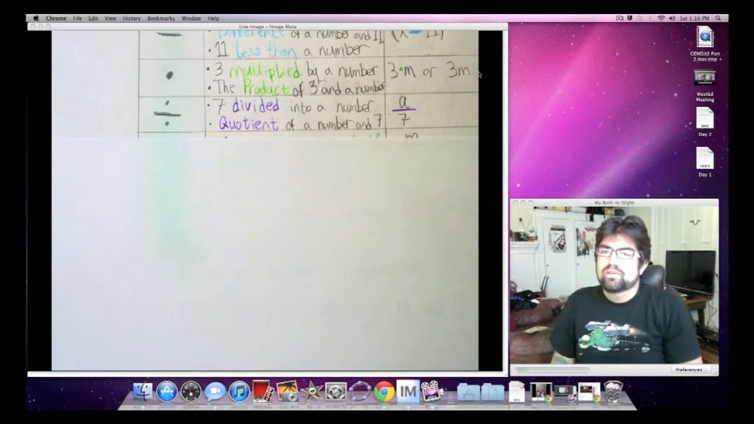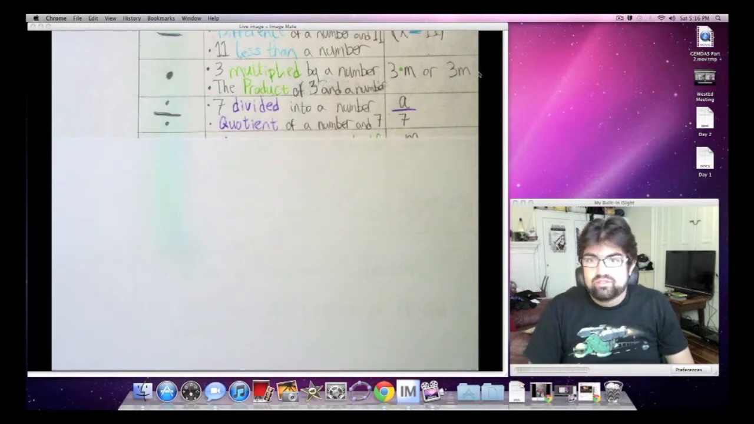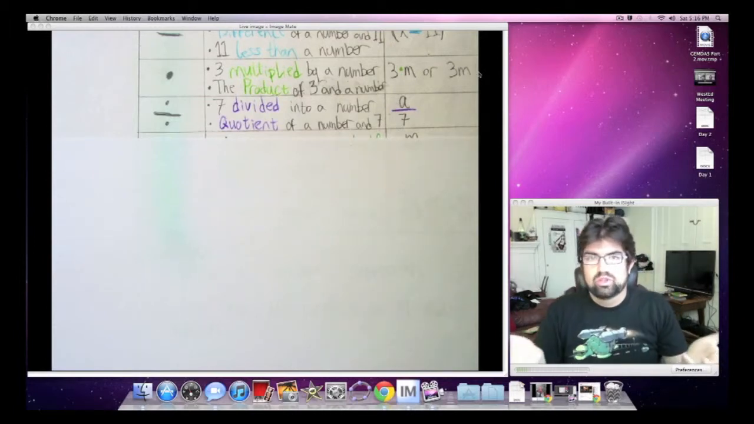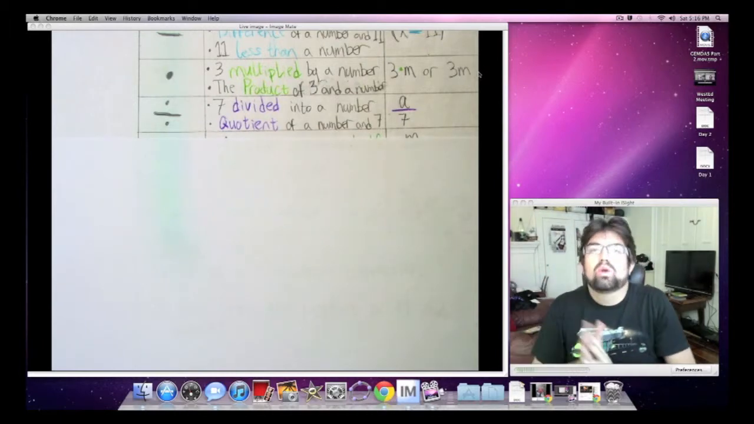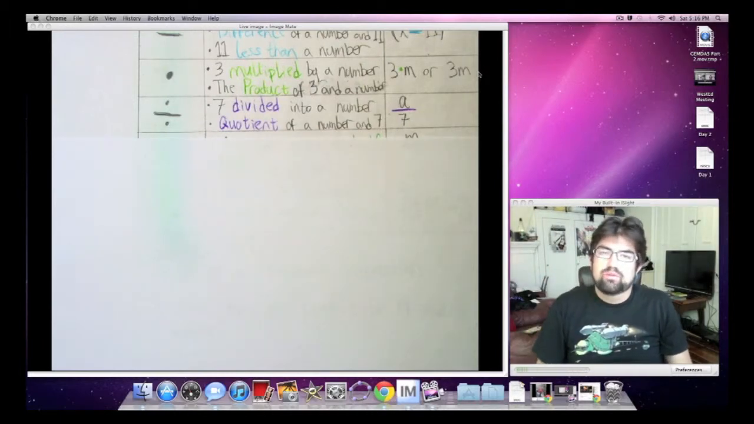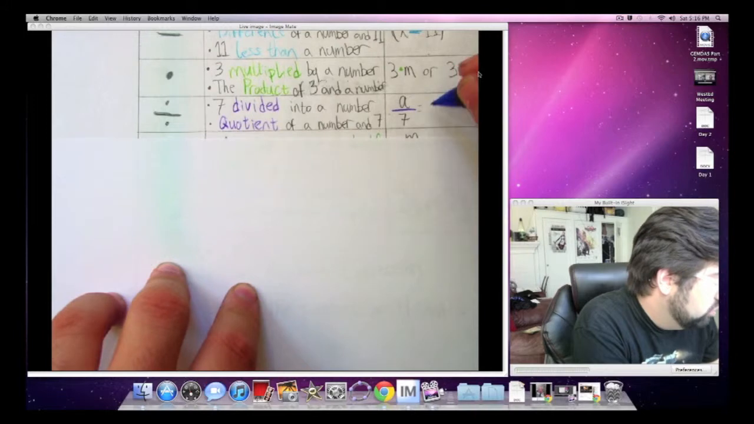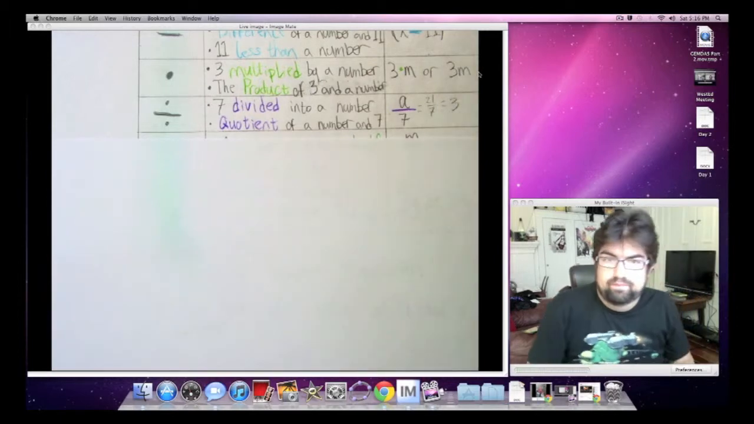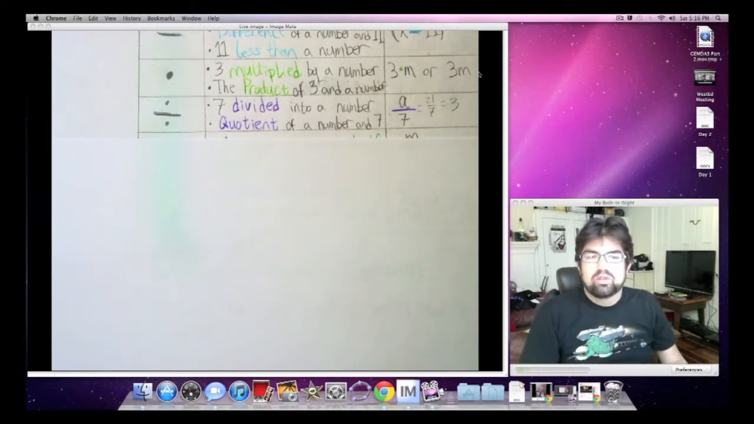Division is another operation. 7 divided into a number, okay, is one way of saying it. Quotient of a number and 7. Quotient means like the answer when you divide. So if I was going to take a number and divide it by 7, the quotient would be whatever the answer is. So let's say, for instance, a equaled 21. We had 21 over 7. Okay? The quotient would be 3. Quotient of a number and 7. The quotient of 21 and 7 is 3. So that's just an example of one way.